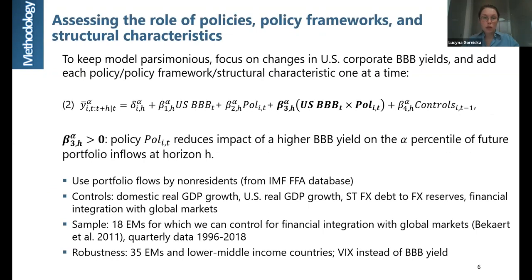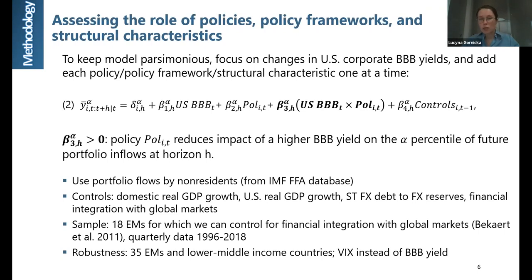So to be a bit more precise about the particular specification that we use in the paper, it is given by equation two. As I mentioned, we use quantile regressions on a panel of emerging market economies. And in the regressions, we focus on one global financial variable to keep the model parsimonious. This will be the changes in the US corporate BBB yield, which can reflect a range of factors, including changes in the investor's risk aversion or changes in the monetary policy in the US.